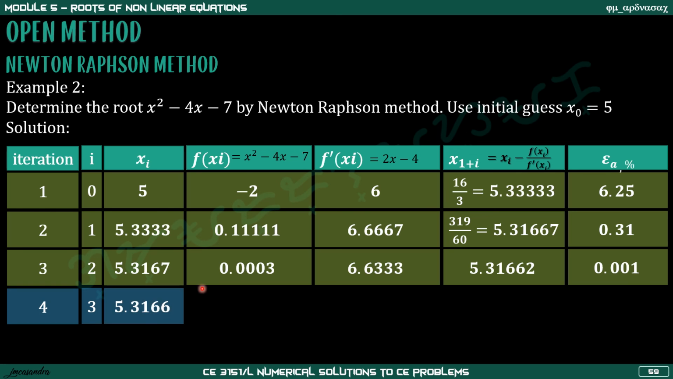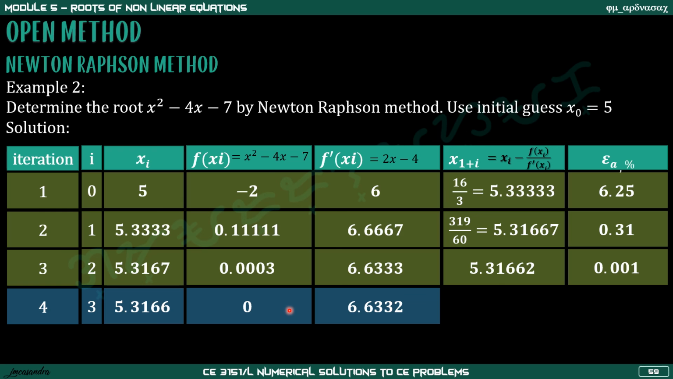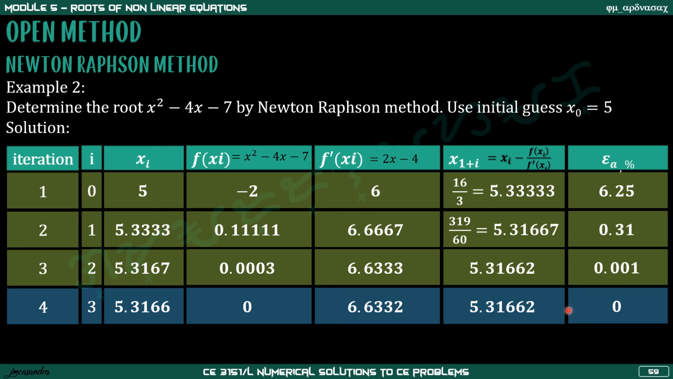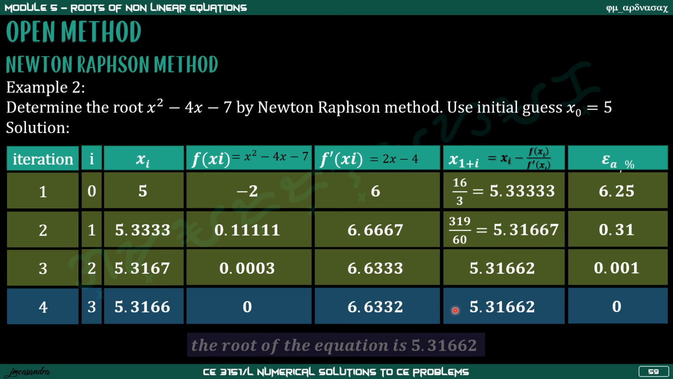So x sub i will be 5.3166. So the error now is 0. f prime is 6.633. So it's 5.3166. So it's really at, the root is really at 5.3166.